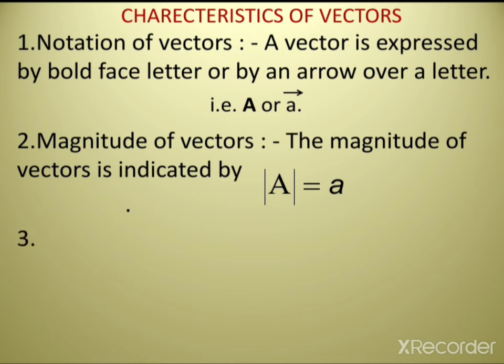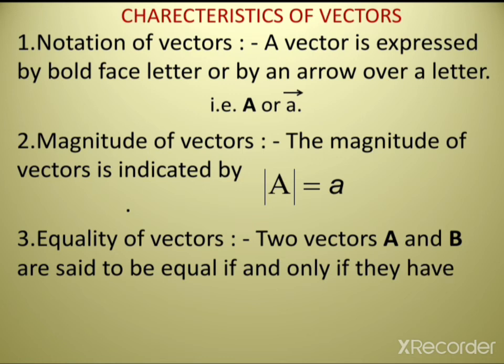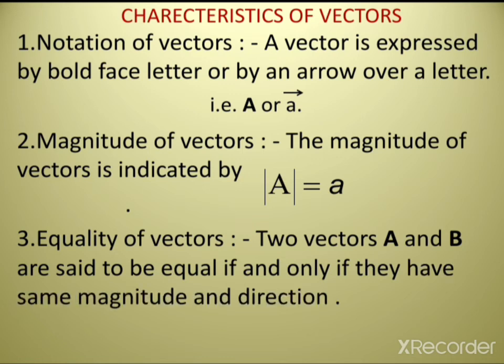And next, equality of vectors. Two vectors a and b can be said to be equal if and only if their magnitude and direction are the same. That is a, b. These two vectors have the same magnitude and again have the same direction. Therefore these a and b vectors can be said to be equal vectors.